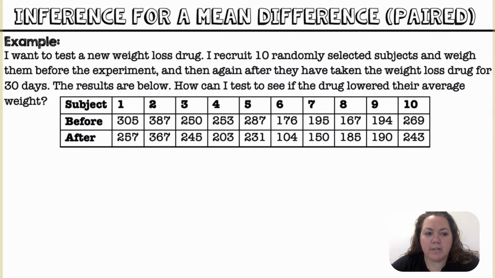All right, so our first example, I want to test a new weight loss drug. I recruit 10 randomly selected subjects and weigh them before the experiment, and then again after they have taken the weight loss drug for 30 days. The results are below. How can I test to see if the drug lowered their average weight?